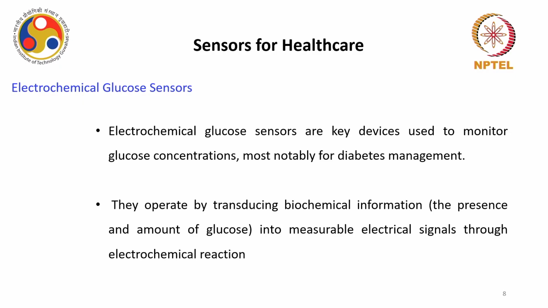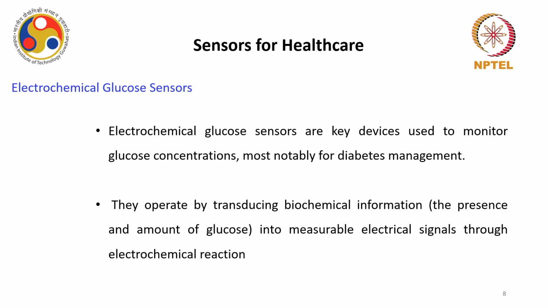So let us first talk about electrochemical glucose sensors, which are the backbone of glucose monitoring devices, and the gold standard for other emerging device categories. The electrochemical glucose sensors, as I have mentioned, are the key devices used to monitor glucose concentration. Mostly this is done for diabetes management, but there are other applications also where the blood glucose fluctuates with time.